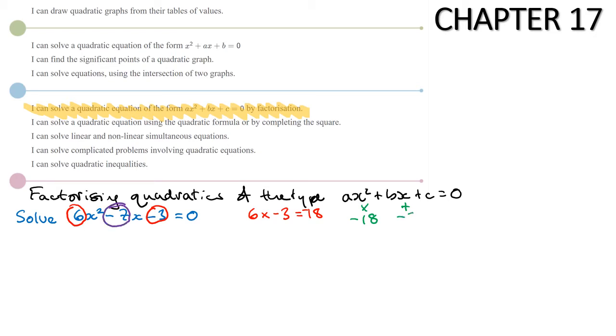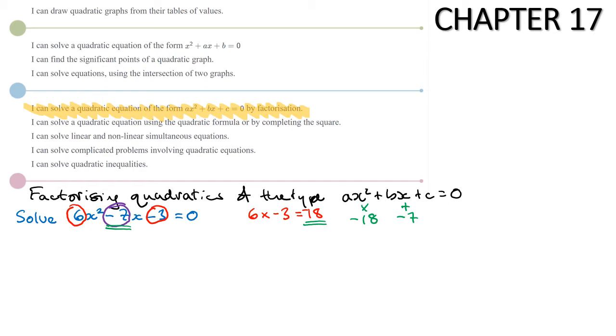So multiply the first number, that gives you a new number. Find two numbers that multiply to give you that, in this case negative 18, and add to give you this number in the middle, negative 7. This is the hardest part, trying to work out what these two numbers are.